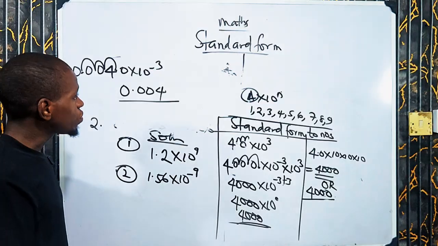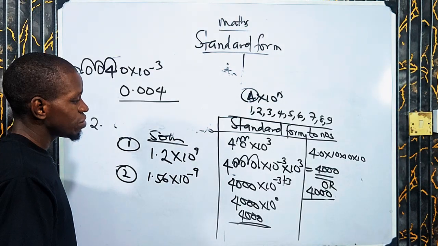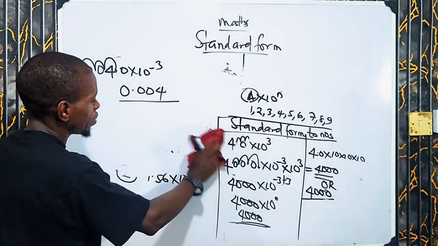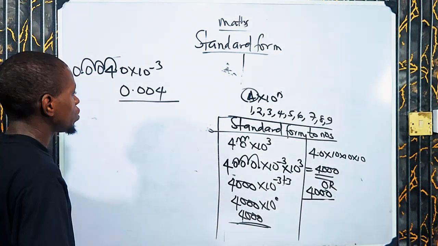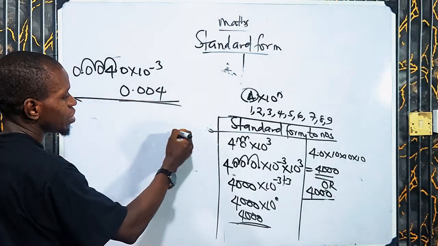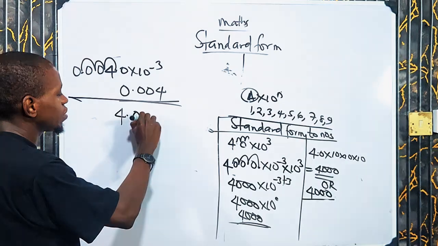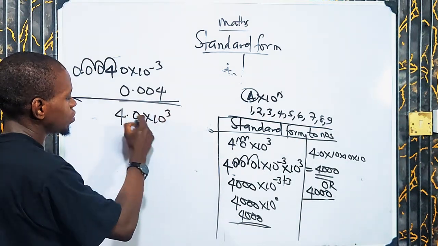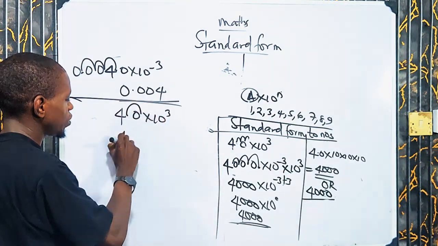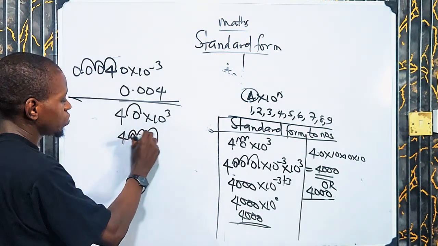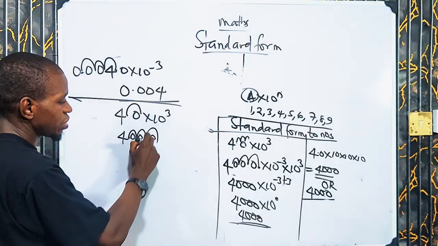If you want to go with this method, you can move it directly. So this is the way. I've now explained that if you want to convert from standard form to an ordinary number, you can move. I just said that 4.0 times 10 to the power 3, because it is positive, you just move it 1, 2, 3. That's what it means. Okay, that's for this one.